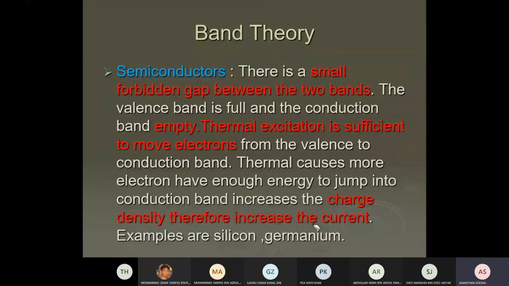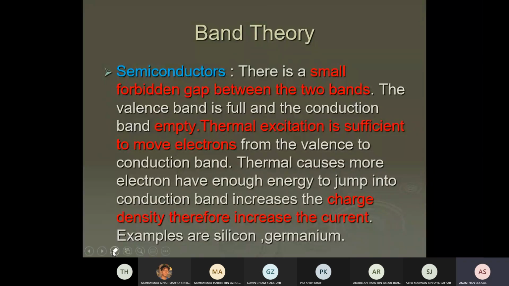Okay. Third, the special case is the semiconductor, a little long theory. In a semiconductor, there is a small forbidden gap between the two bands. The valence band is full and the conduction band is still empty. But if you give energy in terms of thermal excitation, you give a little heat, electrons gain energy and jump to the conduction band. Thermal energy causes more electrons to have enough energy to jump into the conduction band and increases the charge density, therefore increases the current. Very important: charge density increases.